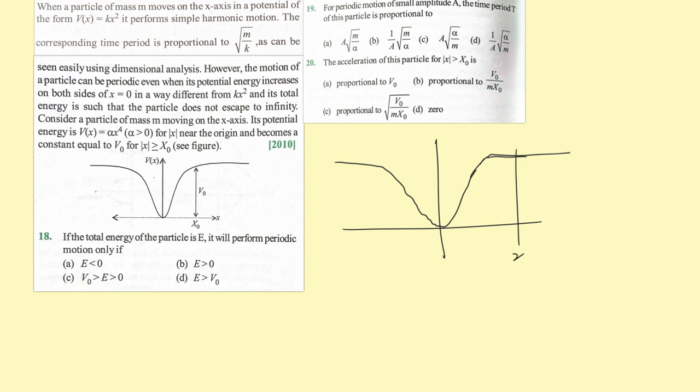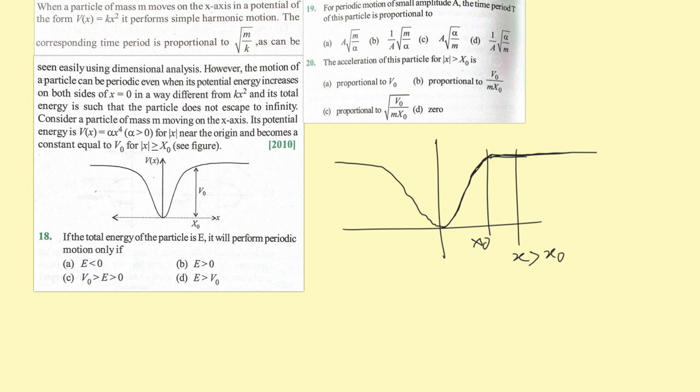And I turn to the next page for question number 20. You see the acceleration of the particle when x is greater than x naught. So x is greater than x naught. You see this curve where x is greater than x naught, this becomes a flat curve actually. So here, in this region, x is greater than x naught. So x naught is where the curve changes to a straight, flat line.